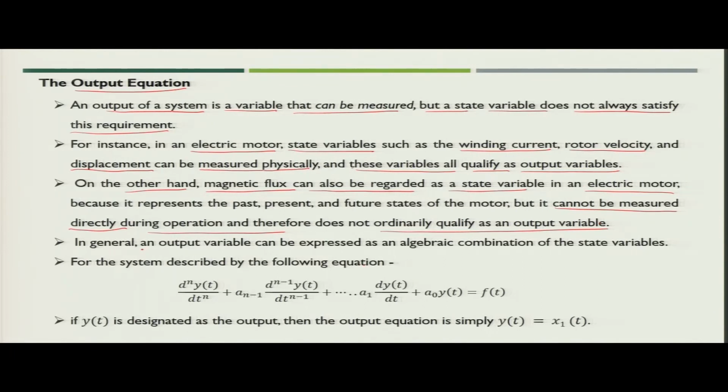Now, in general you will write the output variable as an algebraic combination of the state variables. So, suppose the system we just now described as d n y by d t n plus a n minus 1 d n minus 1 y by d t n minus 1 and so on. If you consider y t as an output, in that case you can simply write y t is equal to x 1 t, because y t is considered to be one state variable and it is also considered to be an output variable.